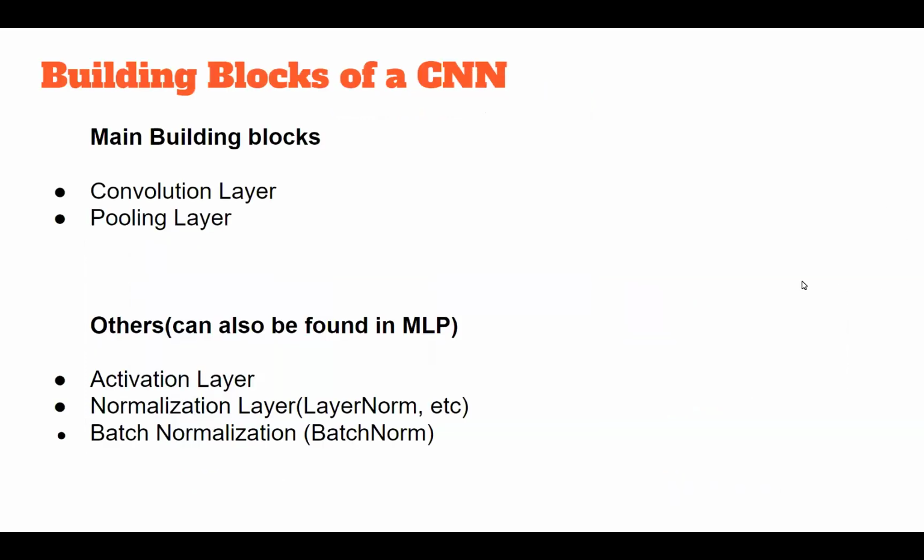So let's talk about the building blocks of CNN. There are two very important building blocks in a CNN: your convolutional layer and pooling layer. I think we covered this in depth in the lectures, but in this recitation we'll cover how the math is involved inside it. There are other things that can also be found in a CNN, but they're also found in MLP: activation layers, normalization layers, and batch norm.